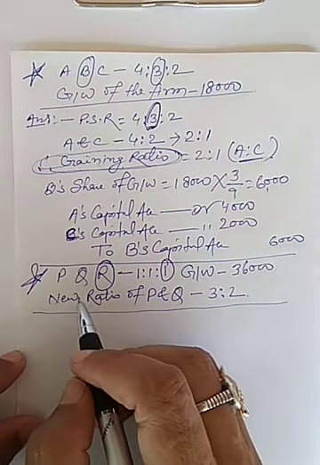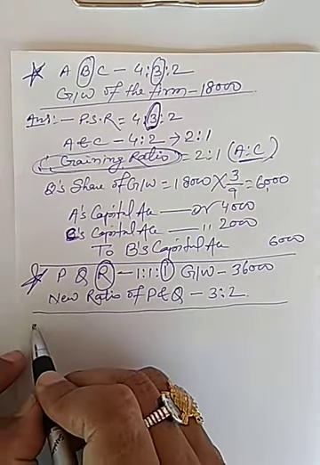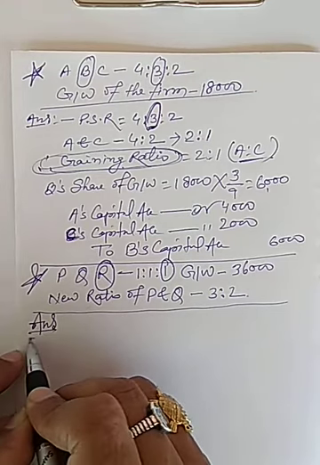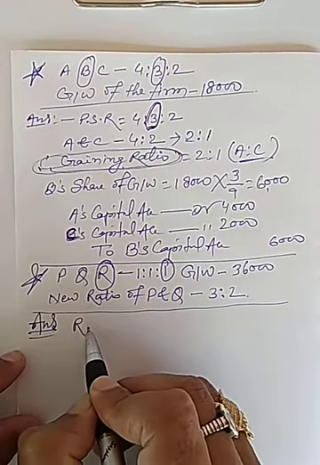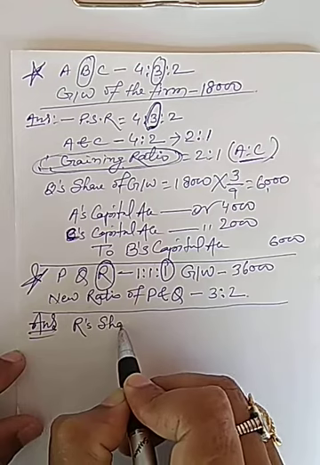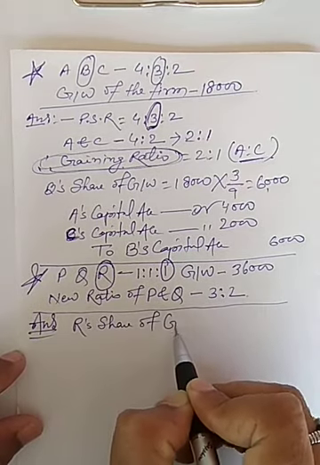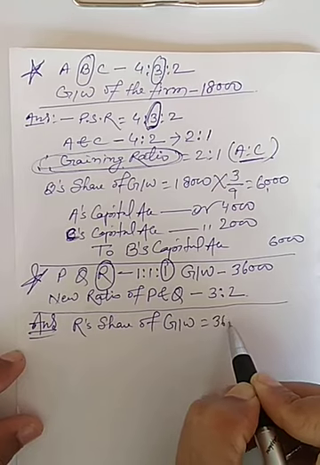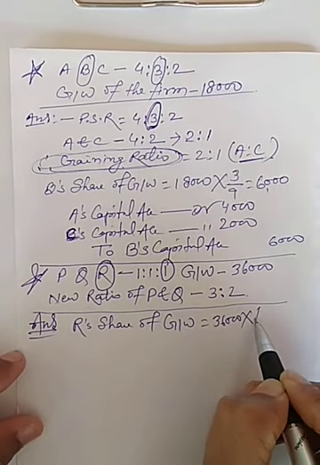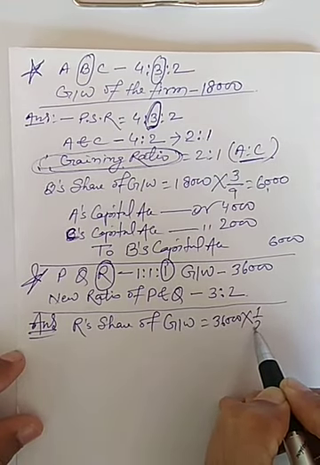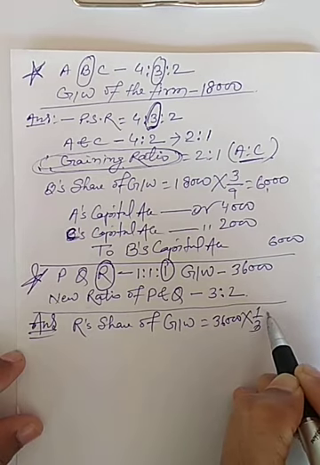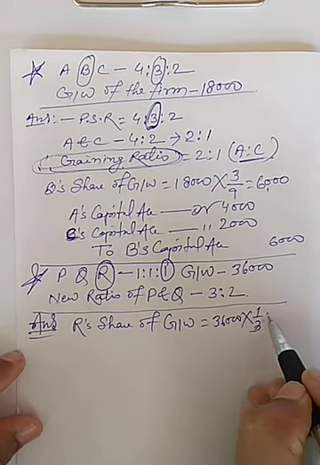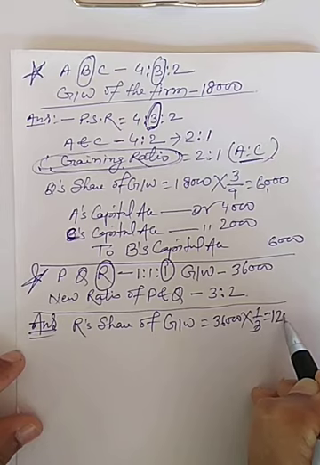So first I will calculate R's share of goodwill. It will be 36,000 into 1/3, and it will be 12,000.